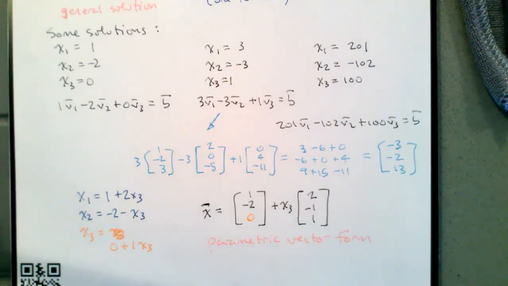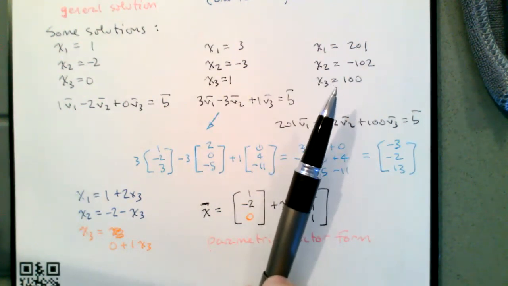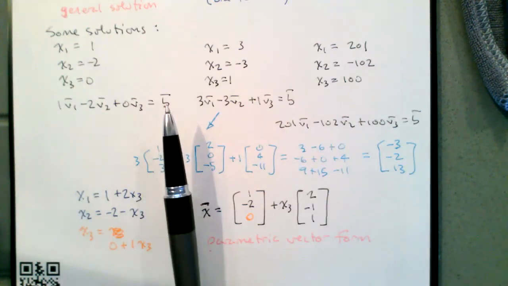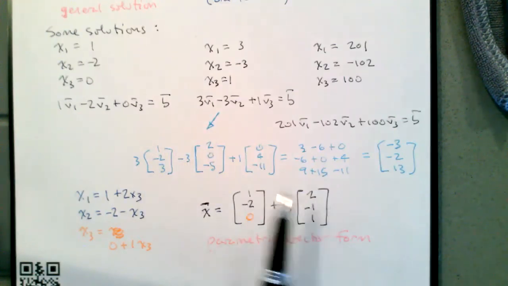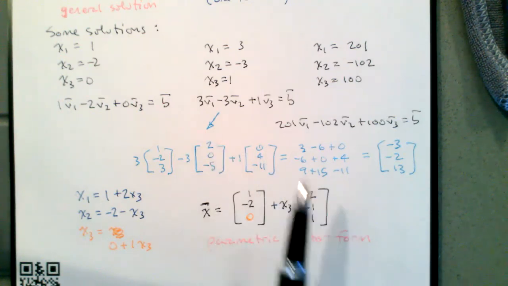So here are now 2 ways that I can ask for the solution to a system or a vector equation. I can ask for the general solution, or I can ask for the parametric vector form. 2 ways we can write our solutions. Note that if x3 is equal to 0, then the vector solution is 1, -2, 0. That's how we build B. If x3 is equal to 1, then I get 1 and 2 is 3, -2 minus 1 is -3, and 0 and 1 is 1.